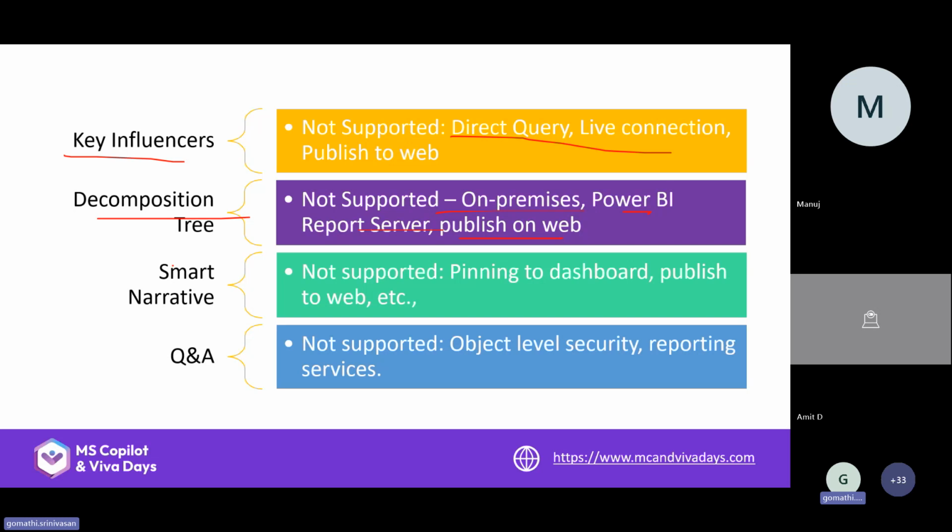So next, to understand the smart narrative: you cannot pin it to the dashboard. Publish to the web, Power BI Report Server: you cannot use it in the Power BI Report Server. Live connection to Azure Analysis Services is not possible. Multi-dimensional analysis is not possible, because I showed, right, when I use a smart narrative with only the key influencer, it is not showing anything. So it is not supported as of now. Microsoft may update something and give us a perfect one in the future.